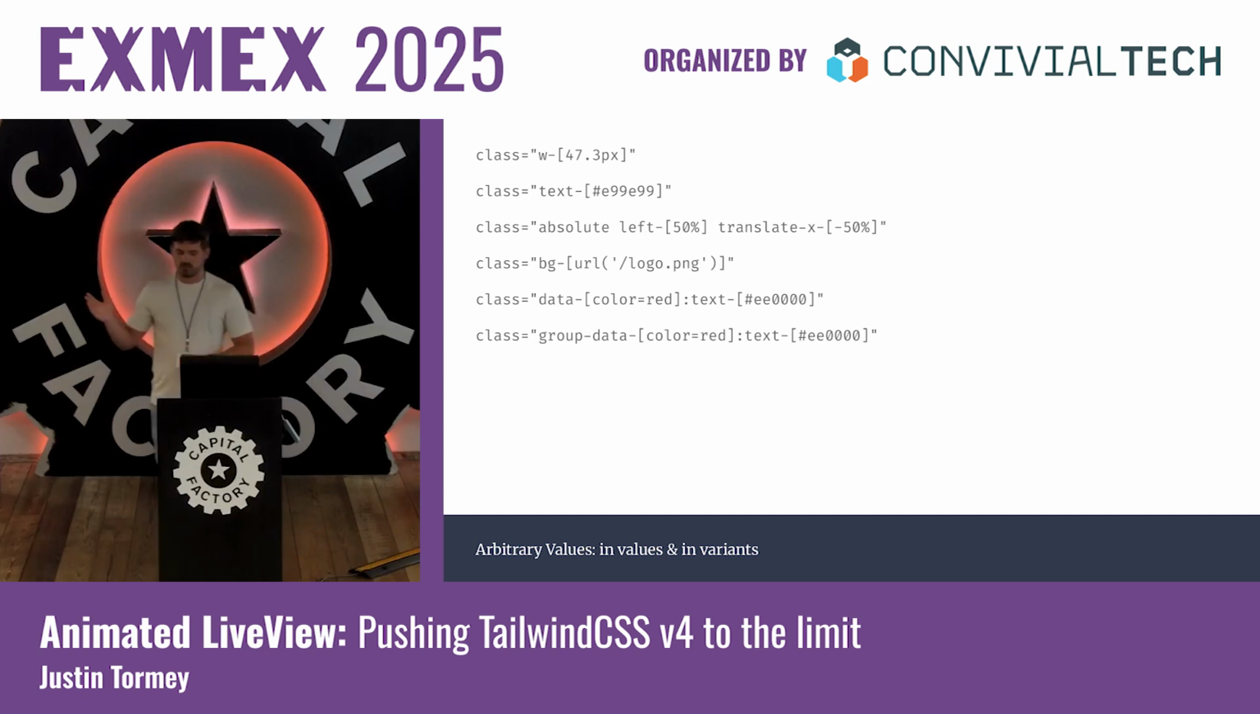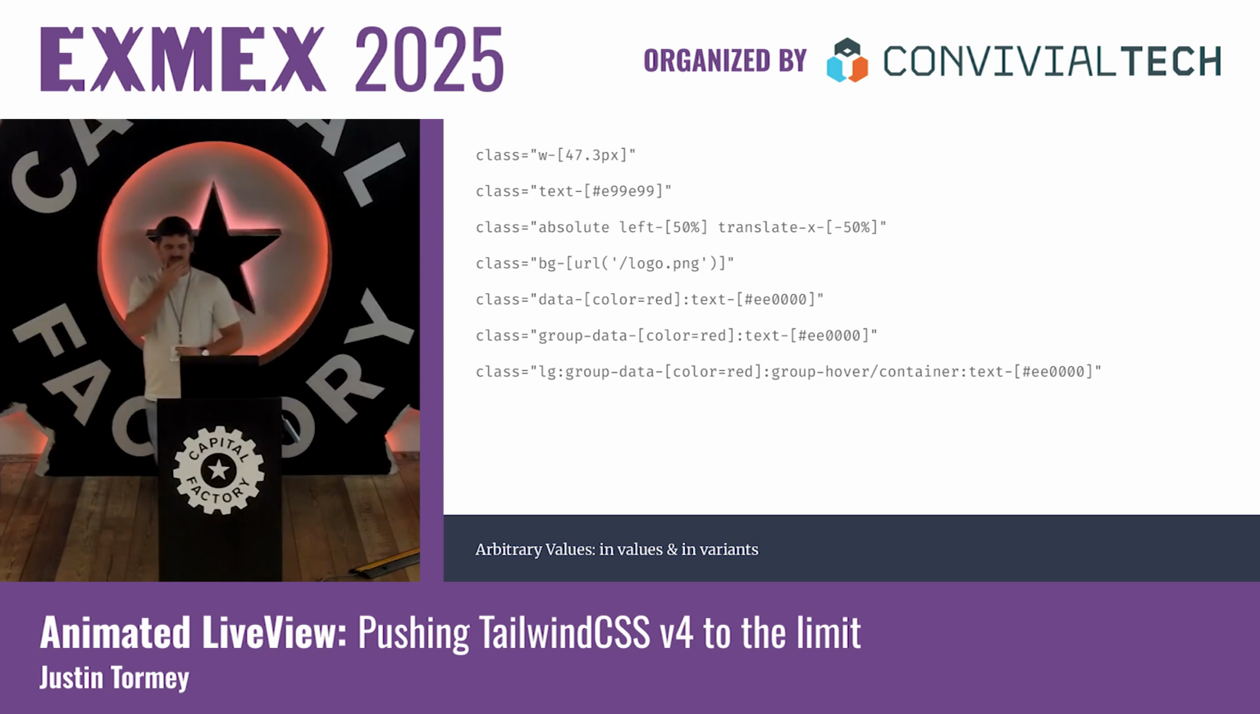It can also interact with groups. So this class will color this text that color if the group that it's in, if that parent element has the data color red attribute. It's getting fun. And keep in mind, that is a single class name that Tailwind will scrape out of your code base and give you styles for.